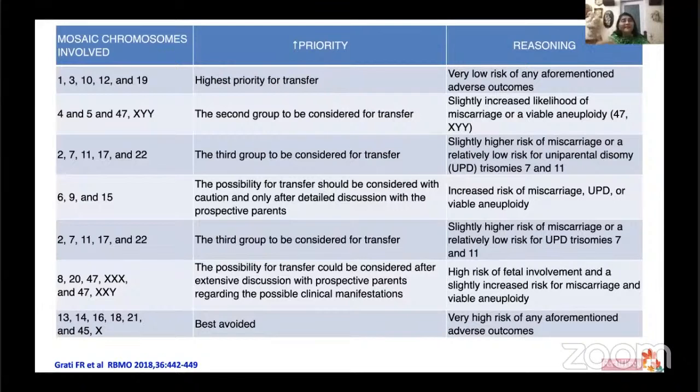So again, there is a chart where there is aneuploidy with mosaicism. What is the priority? Please look at this. It is a similar chart to the first one. Those which have mosaicism with the X and the Y chromosome are best avoided, particularly with the X chromosome.